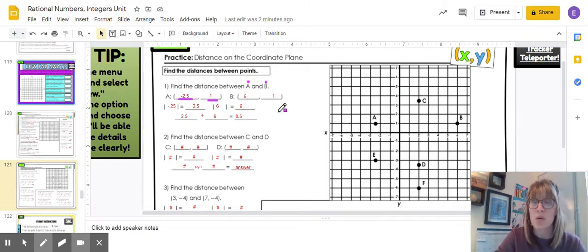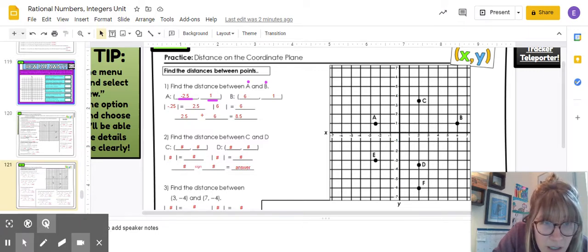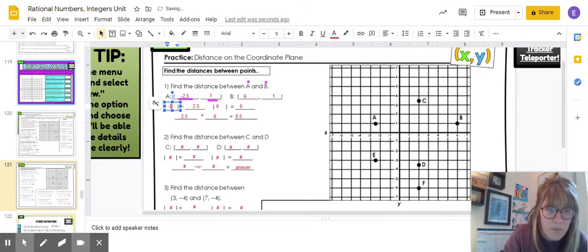All right, so now we have our two ordered pairs for our 2 points. To help us find the distance, we want to know how far they are from 0, from our origin. So we're going to take the absolute value of, this says the wrong thing here. This says -0.25, but we want -2.5.